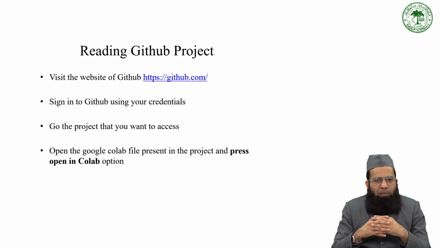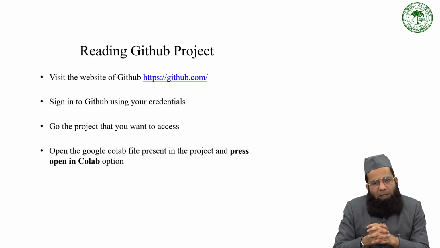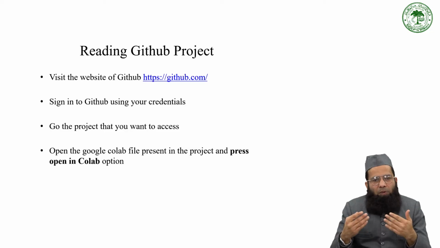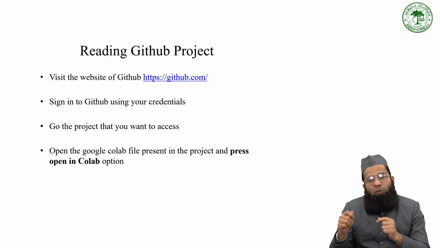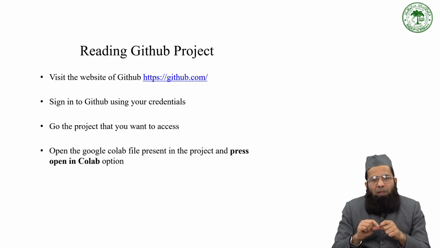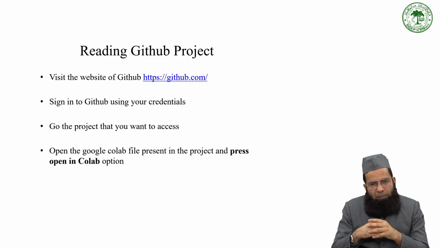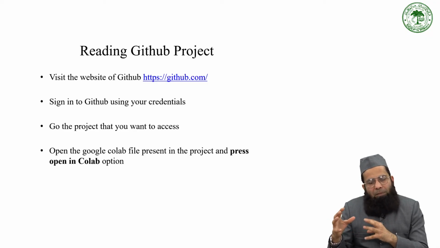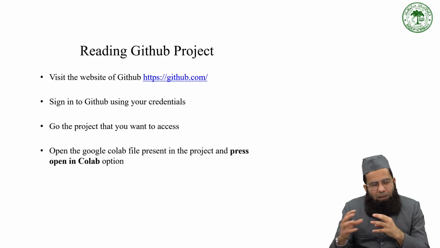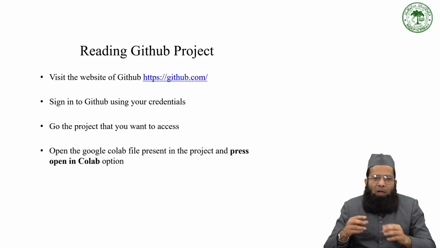So there is an option. First visit GitHub, then sign in using your credentials. Go to the project that you want to access. Open the Google Colab file present in the project and press the open in Colab option. So there is an option available through which you can read the Python project. I will now try to access a project that is available on GitHub, and we'll try to connect that project through Google Colab.